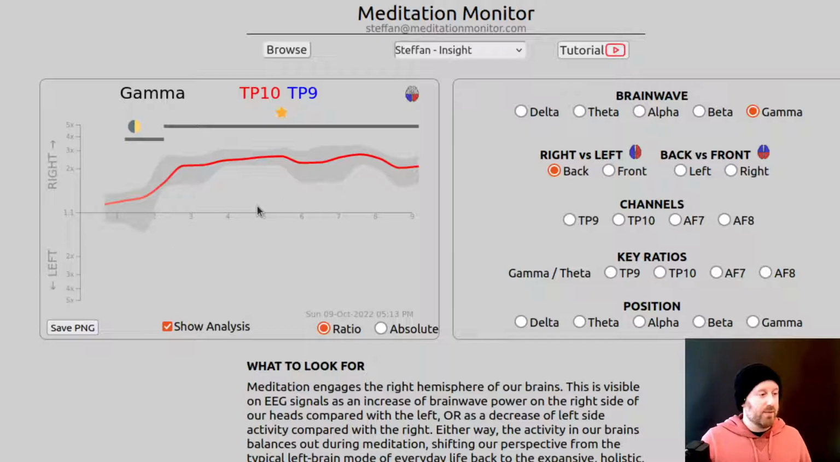This is one of the reasons why I'm adding this analysis option, because there's a big difference between what you see here and what you see here. And it's not just in terms of height. I want you to look at the full range here. The full range has above and below the 1-to-1 axis, which means that the right brain is contributing, the left brain is contributing. They're handing off power, which is perfectly normal.